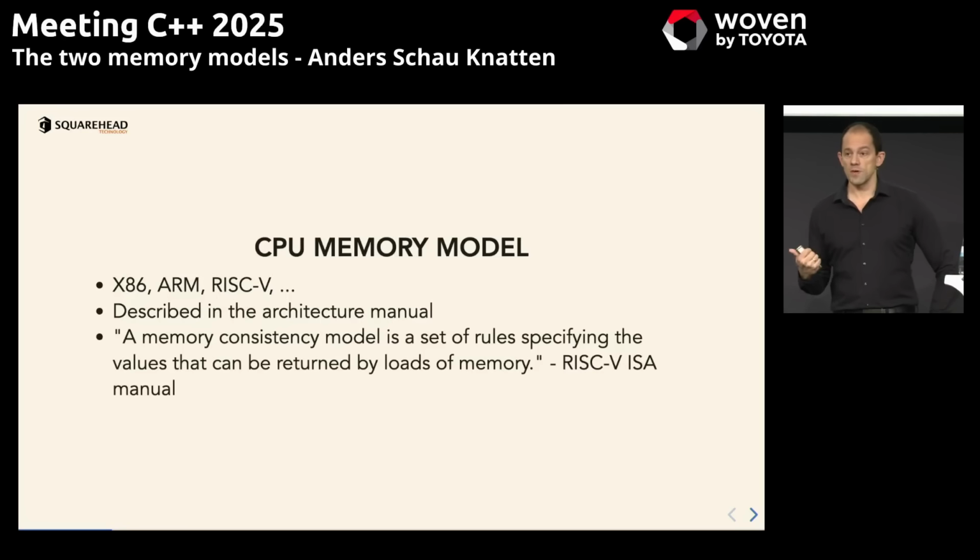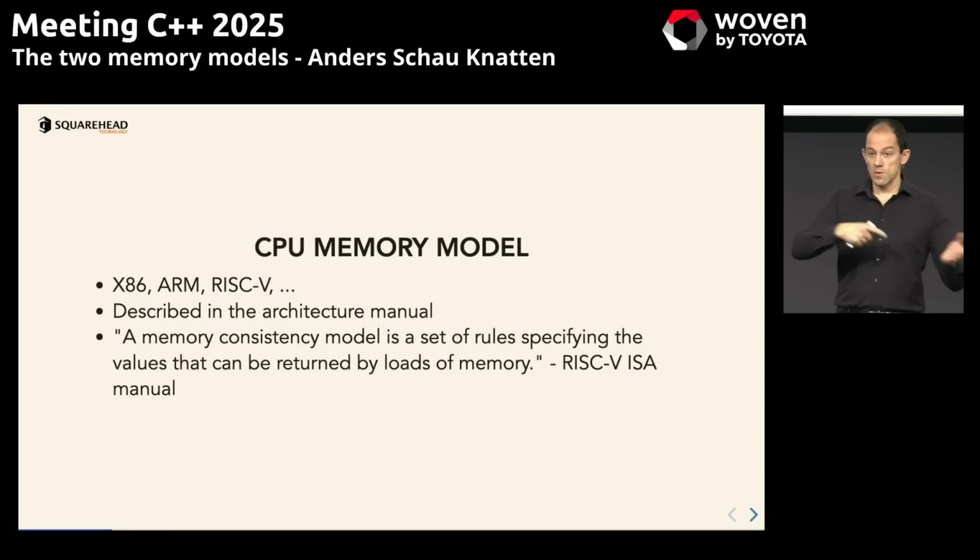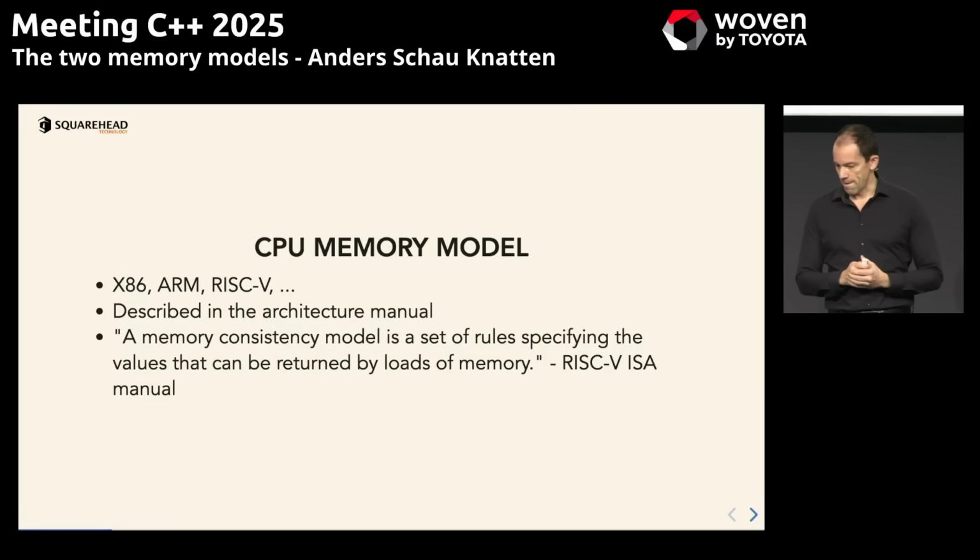For instance, the RISC-V ISA manual says that a memory consistency model, which is just the same as a memory model, is a set of rules specifying the values that can be returned by loads of memory. So what does that mean? Well, you have a program, it's doing a lot of loads and stores to memory, and what would be valid values from those loads? And in particular, if you have several threads, and this one does a store, and another store, and you load from that same location in other threads, what would be valid, and what would not be valid.